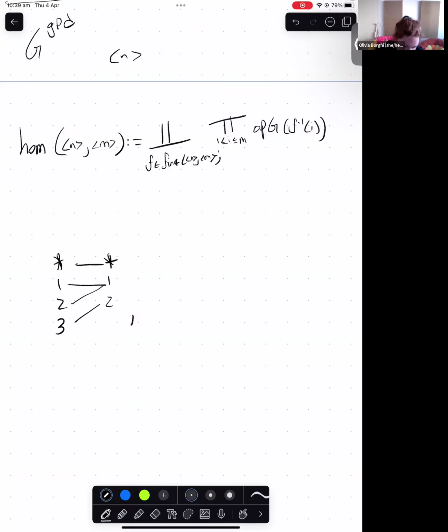Okay. And then we're going to need an element of, in this case, op G2, corresponding to the cardinality of the pre-image of 1, and an element of op G1, corresponding to the cardinality of the pre-image of 2 under this map F. So we'd have just some sort of A in op G2 and B in op G1.